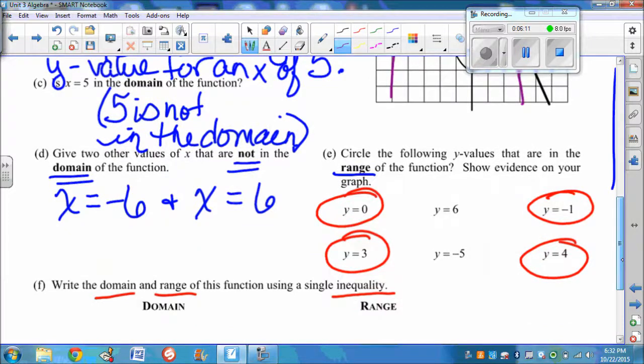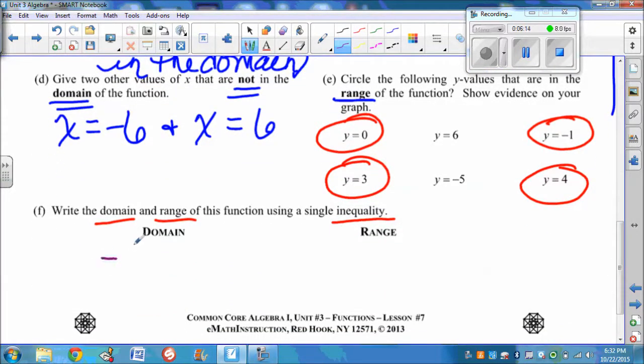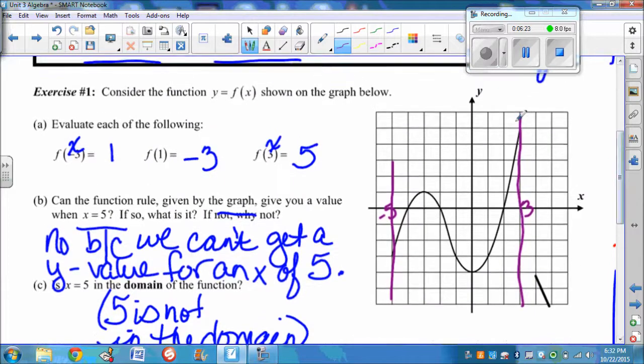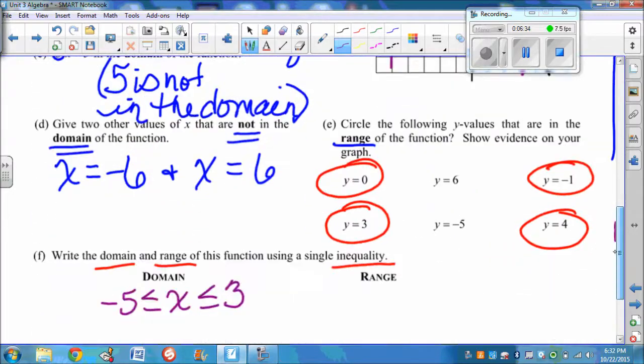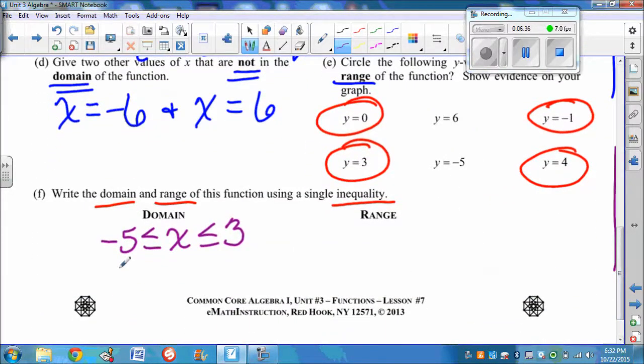So my domain would go from negative 5, which is less than or equal to x, which is less than or equal to 3. And those values are equal to, it does touch those lines. We do have those points there. Remember, we're not talking about increasing and decreasing. So they are equal to there. Then we could put that in interval notation and we would use brackets. So that's our domain.